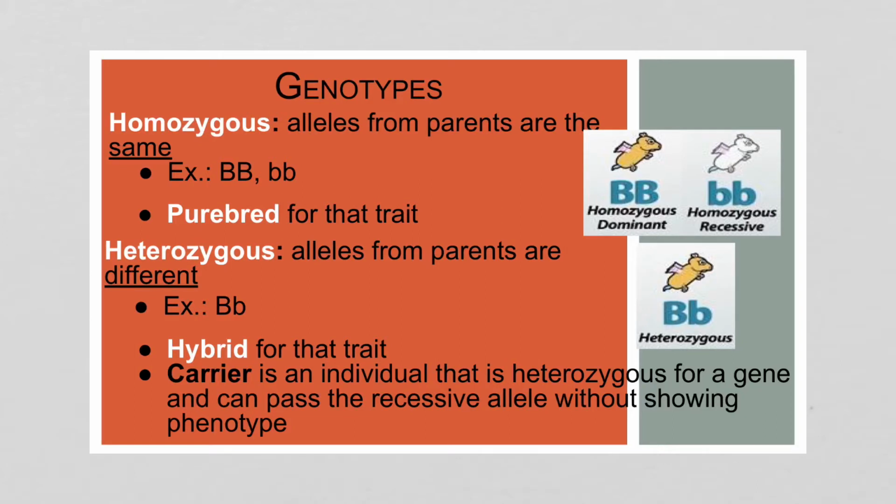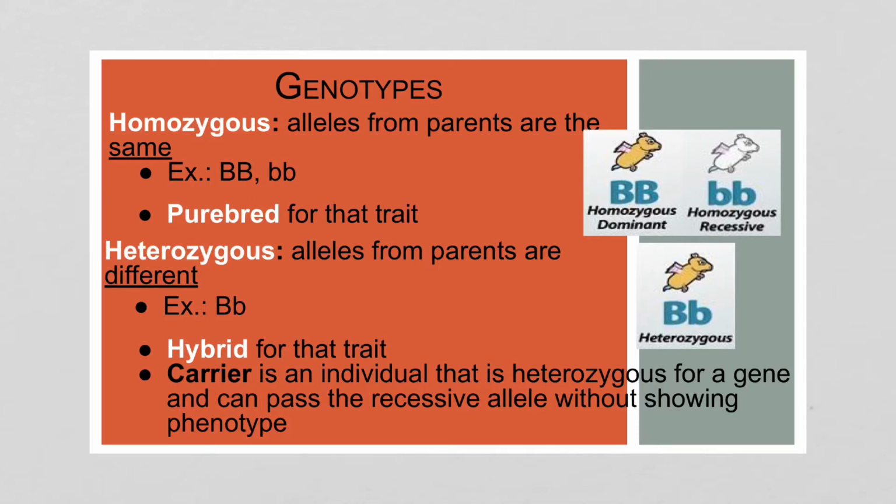Sometimes you will hear the terms purebred and hybrid used when referring to organisms with a particular genotype. An organism may be categorized as purebred if both of the alleles are the same. So an organism that is homozygous dominant or homozygous recessive is considered purebred, while an organism that has one dominant allele and one recessive allele would be considered a mix, or a hybrid.